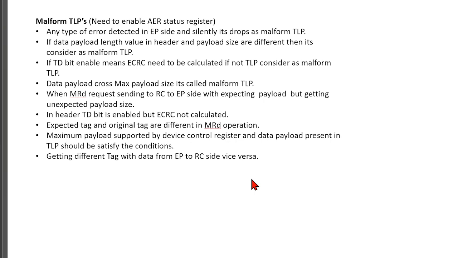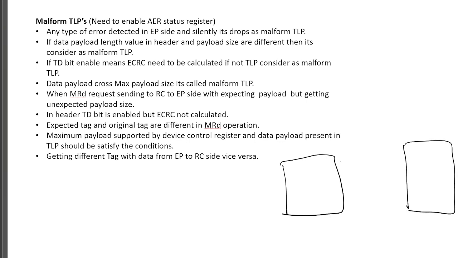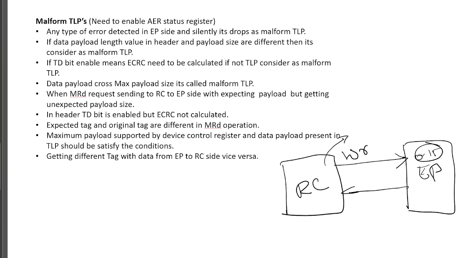Now let us take a scenario where you have an RC and an EP, and you are sending a request. Let us assume you are writing data from your RC to EP, to a specific location, let's assume address 0 to 15. While sending from RC to EP, you will add an ECRC. Let us assume the ECRC is calculated.